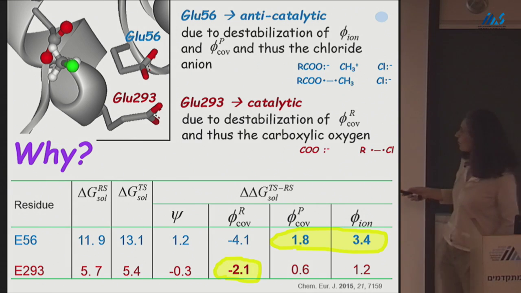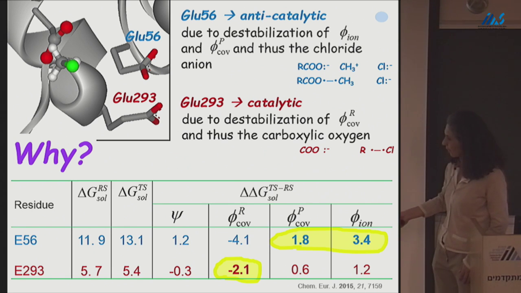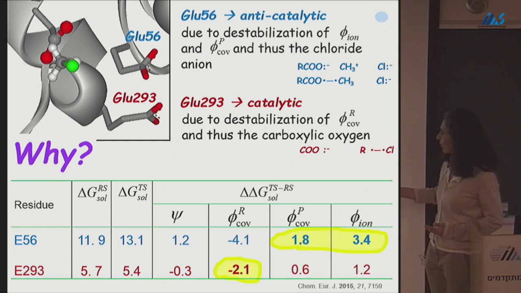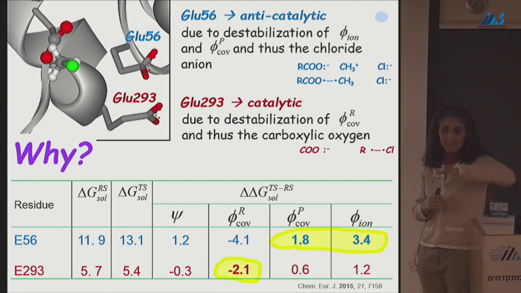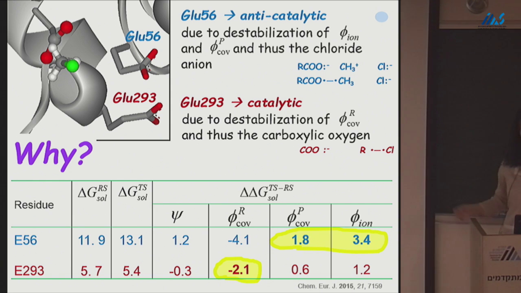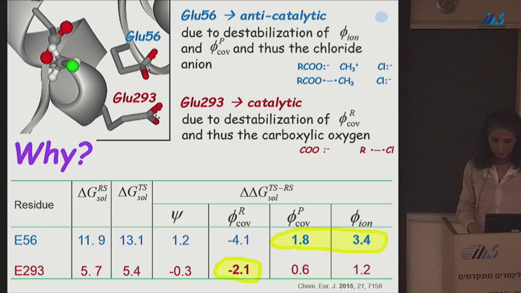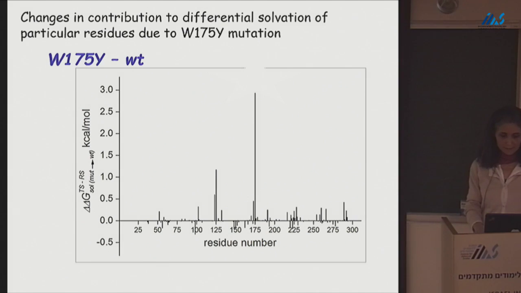On the other hand, in the case of 293, the dominant effect, or the reason why this is catalytic, comes mainly from the interaction with the covalent structure of the reactants. If we look at that structure, we see that the negative charge is now on the carboxylate. So in this case, this residue interacts more with the carboxylate, and because it is in the reactant, it destabilizes the reactant, and that's why eventually it's catalytic. So using this, we can understand the role of each residue in catalysis.